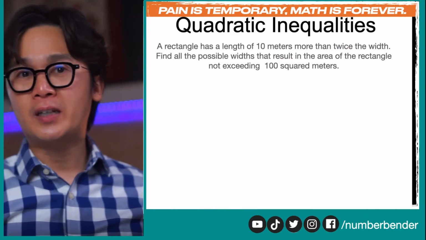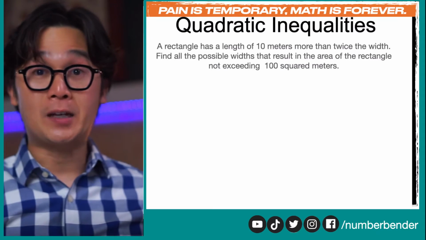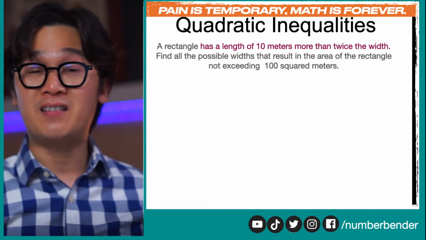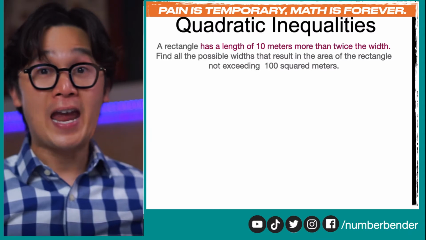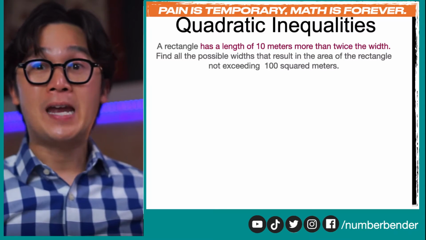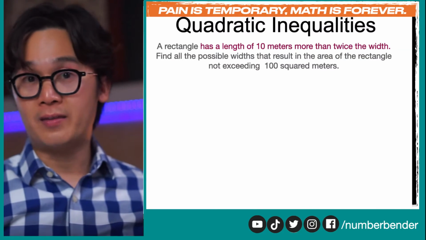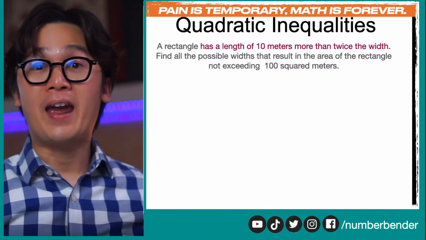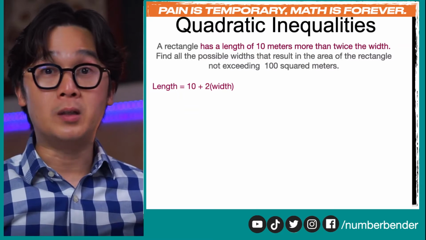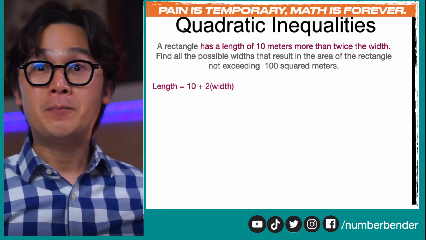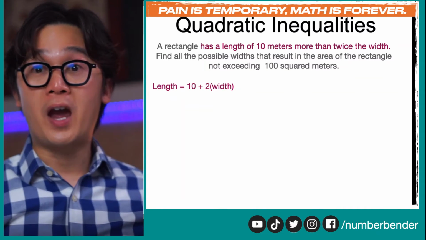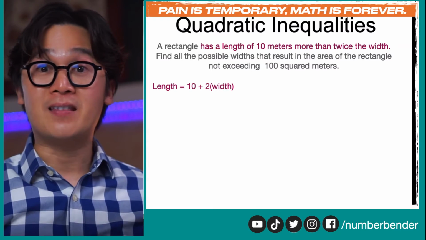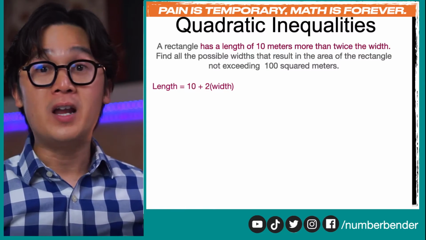So the first thing that we need to focus on is our first statement. It says that the rectangle has a length of 10 meters more than twice the width. That means the length is already defined, and the value of the length in this word problem is 10 meters more than twice the width, which is translated into this algebraic form of our equation.